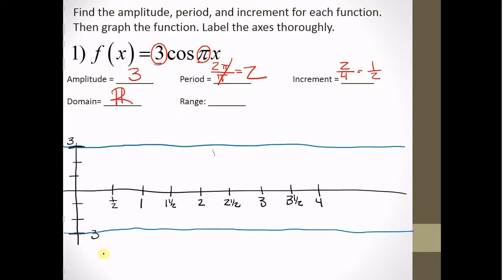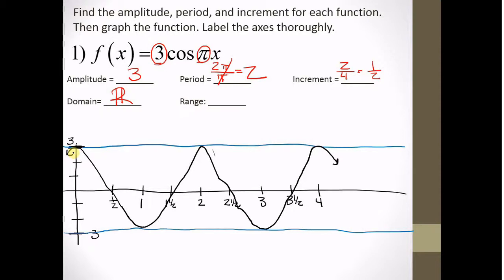It's a cosine graph, so it's going to start up at the top and go down. So start here, go through 1/2, bounce at 1, go through 1.5, bounce at 2, go through 2.5, not a very good curve today, bounce at 3, go through 3.5, and bounce at 4 and go back down. Make sure you always do the little arrows on the end.